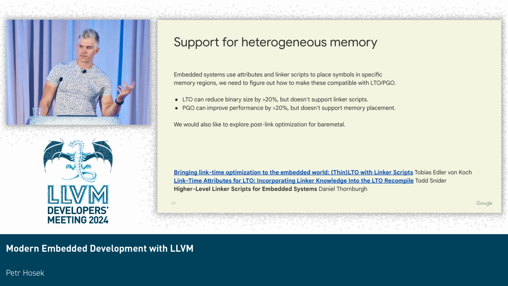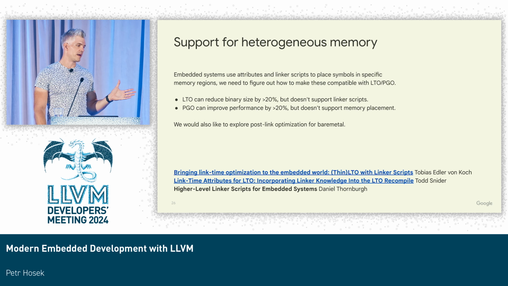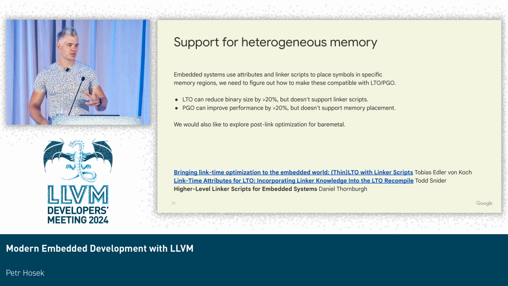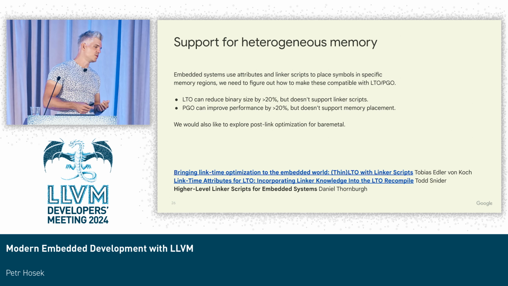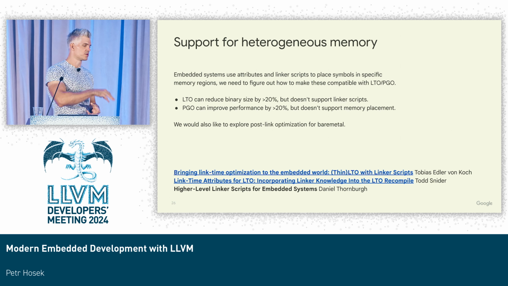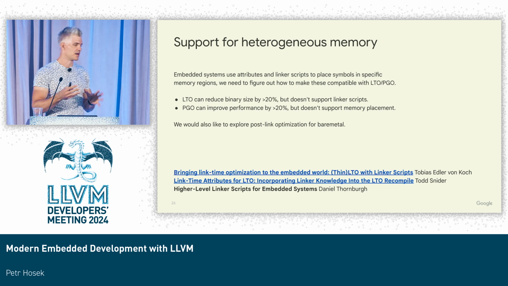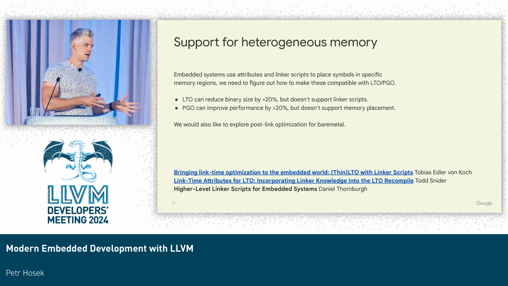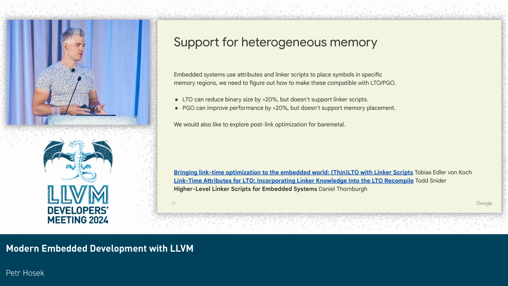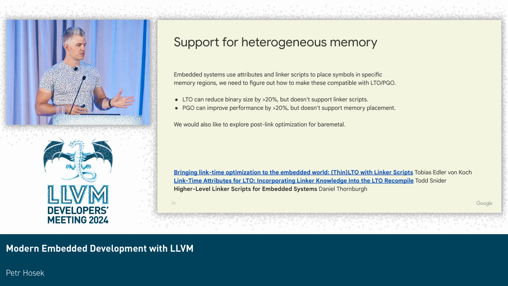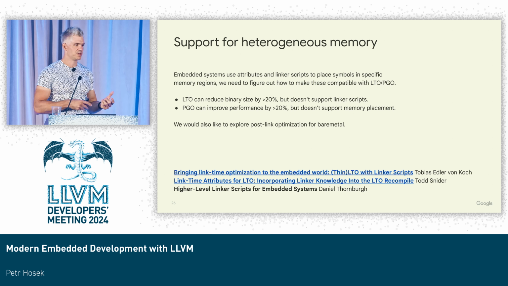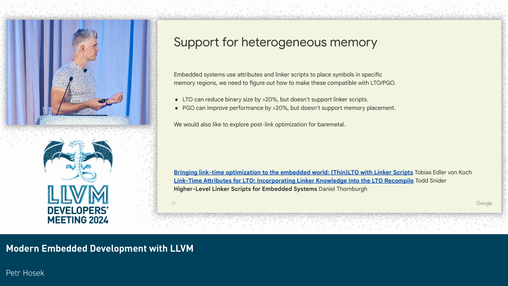First one is support for heterogeneous memory. This is super common on embedded. Embedded systems use tools like attributes and linker scripts to place symbols in specific memory regions at specific addresses. But right now, these are not compatible with LTO and PGO. LTO is a fantastic tool. We've been doing some early experiments in the embedded space. We've seen binary size reduction of more than 20%.